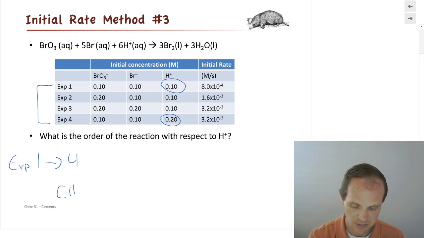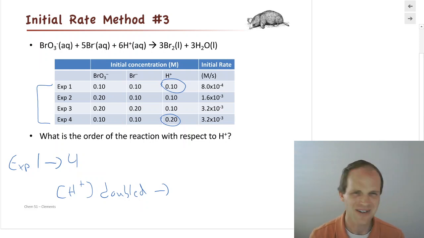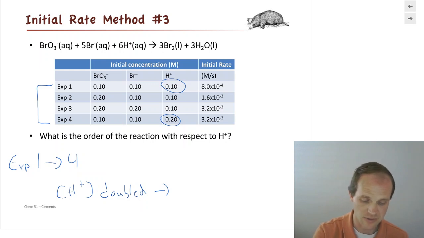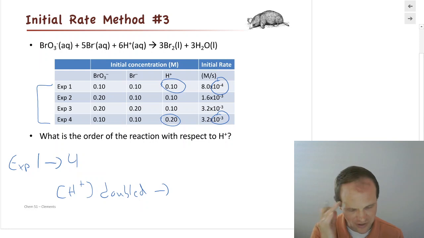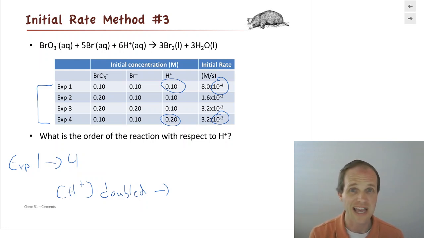So experiment 1 to 4, we've got H+ doubled. And what happened to our rate? It went from 8 down to 3. What? How can it go from 8 down to 3? I doubled my concentration. Why did my rate go down? Here's where you do have to pay attention to your orders of magnitude. And some people have trouble dividing scientific notation in their head. Totally understandable. Type it in your calculator.